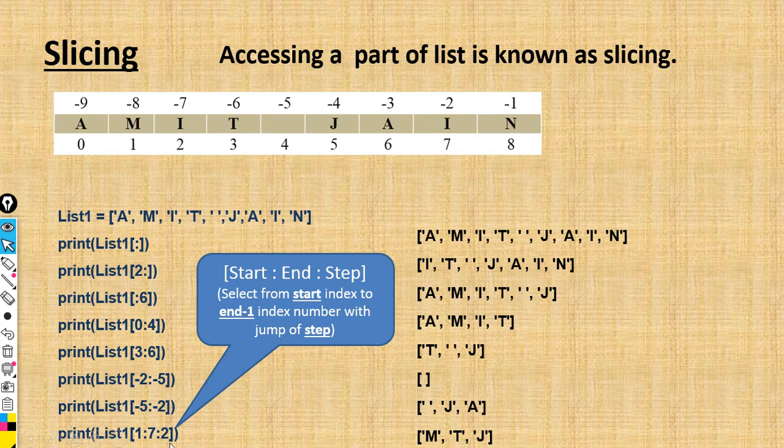But with step 2, it will jump the index plus 2. M, jump up to T, jump up to J, jump up to I, but I will not be printed because it is at location number 7, and we have ended the index at 7, so it will select up to the end minus 1, up to the 6th location. So our answer will be M, T and J.